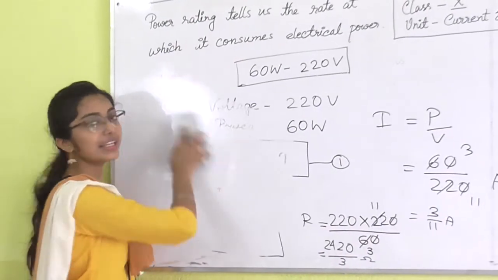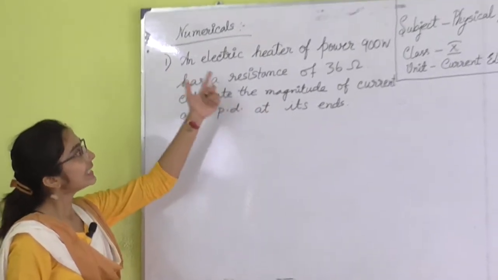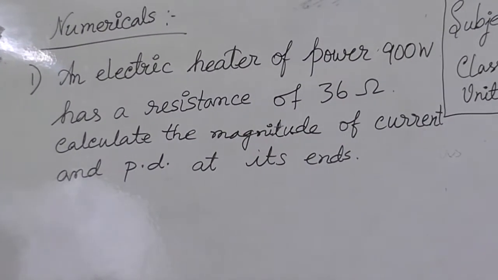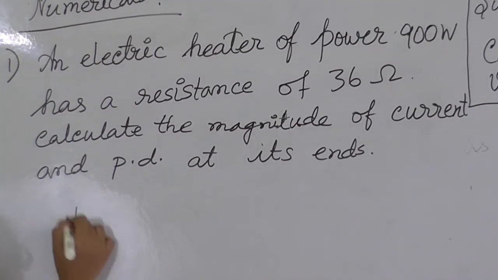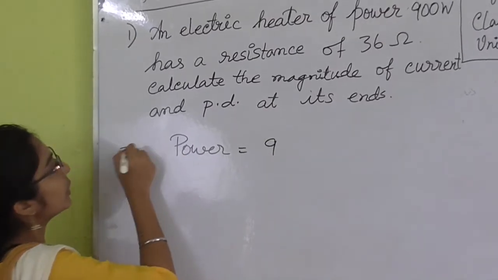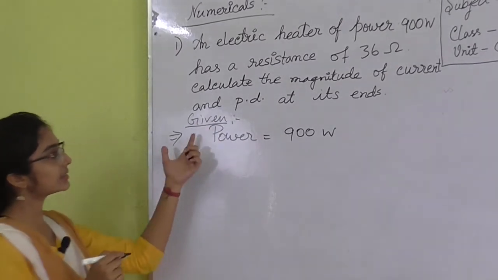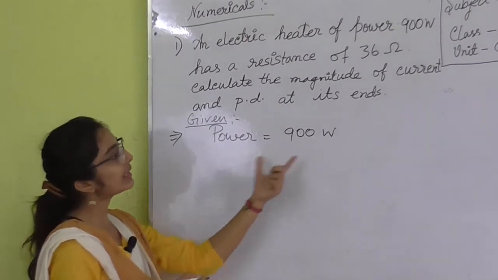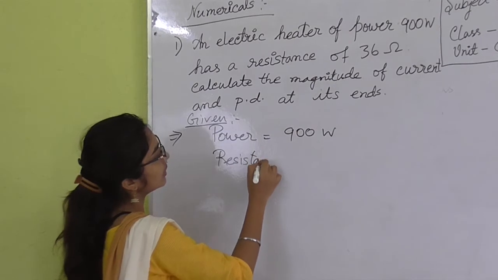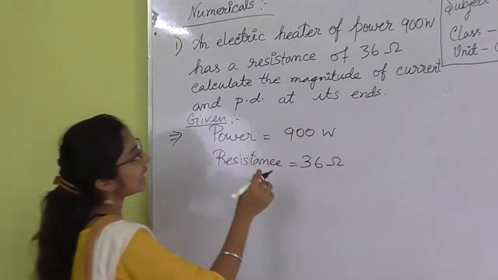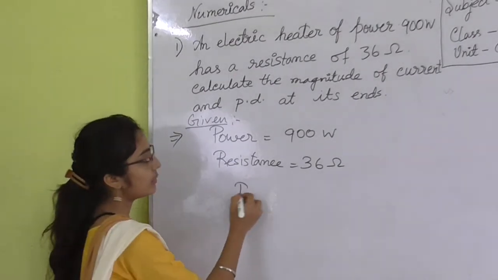So this is the basic example of power rating. Now I will show you one numerical problem, a problem based on power rating. An electric heater of power 900 watt has a resistance of 36 ohm. So in our hands there are two given quantities: power 900 watt and resistance R is equal to 36 ohm. Calculate the magnitude of current. You have to calculate I.